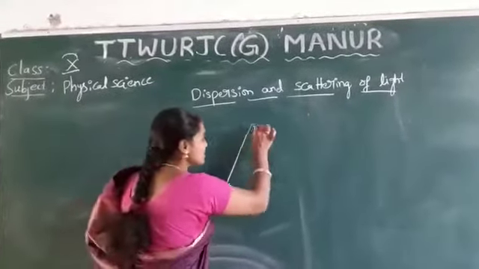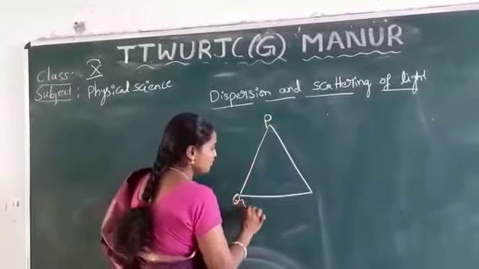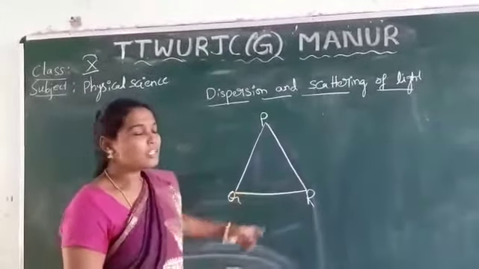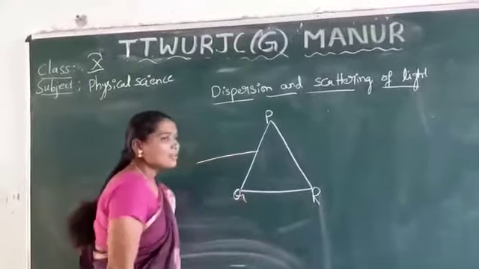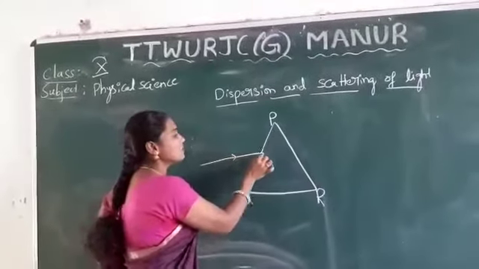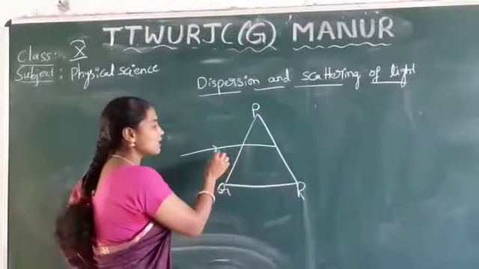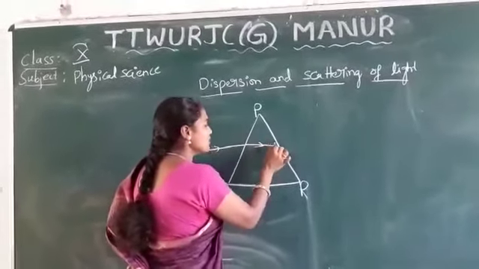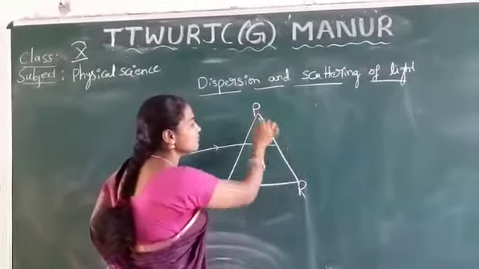Let us assume this is a prism PQR, a triangular transparent prism. When the incident light passes through this prism, what happens? The light gets refracted, and this refracted ray now acts as an incident ray for the side PR.